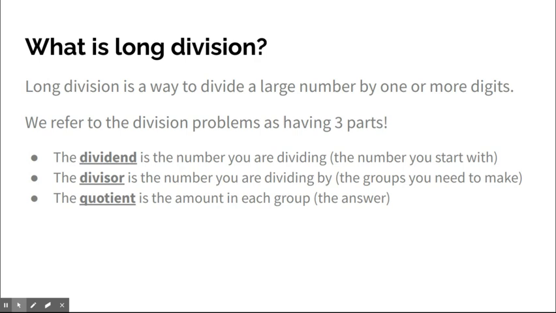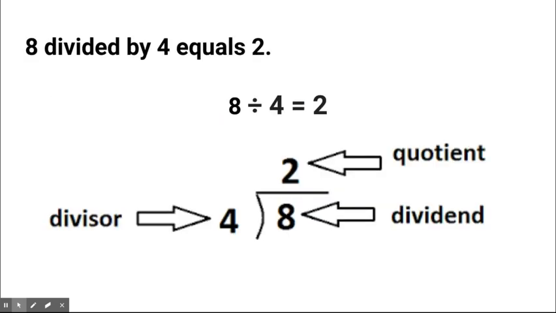We have the dividend, which is the number you are dividing, or the number that you start with, is the way that I like to think of it. The divisor is the number you are dividing by, or how many groups you need to make from the dividend. And the quotient is the amount in each group, or it's your answer. So if we look at a specific division problem, we have 8 divided by 4 equals 2.